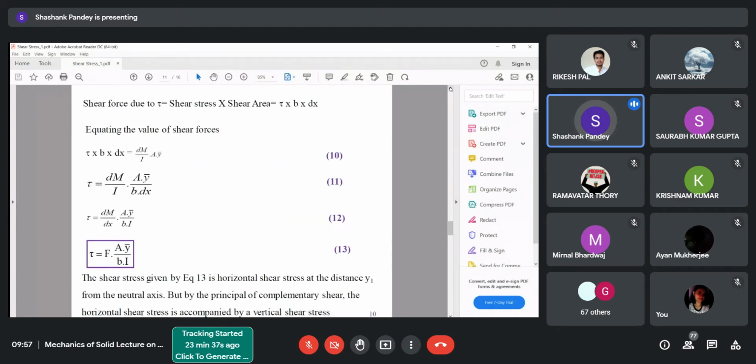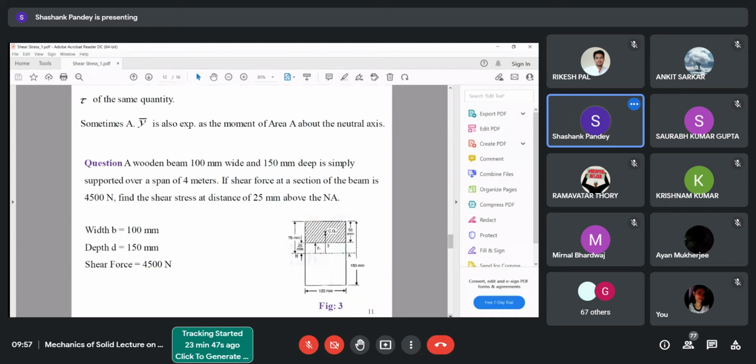We have to find the value of tau using expression 13. So tau is equal to F into A y bar upon I B. Please work out the expression for shear stress at a distance of 25 mm above the neutral axis.